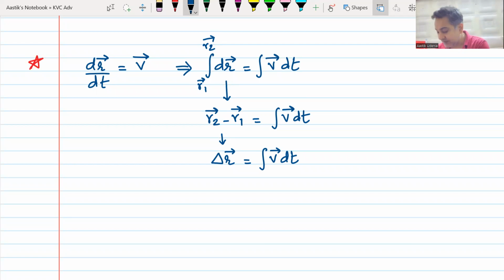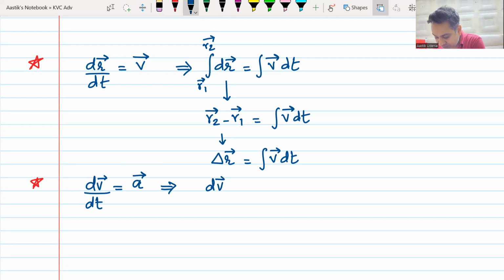Okay, let me take the next step here. The next step would be the derivative of velocity with respect to time. And remember, I'm writing vector equations, so they are valid for all types of motion. dv by dt is a. From this equation, I can write dv vector, so this dt goes here. dv vector will be equal to a times dt.